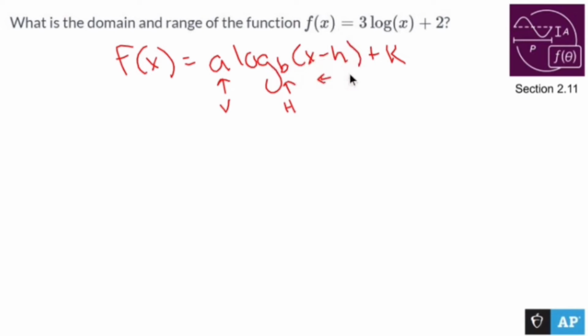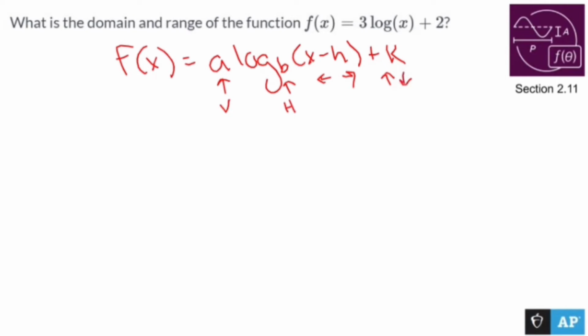Okay, this is what I care about. h tells me whether I move left or right. It's all backwardsy, but if I have something like x plus 3, I actually shift left 3. If I have x minus 3, I shift right 3. k is similar, but normal, where if that's plus 3, I go up 3, and if it's minus 3, I go down 3. Now, why is all that important here?